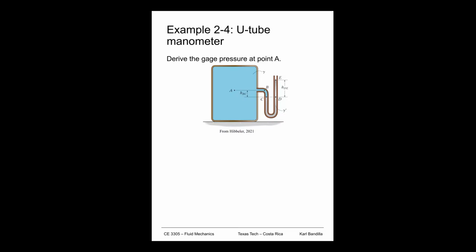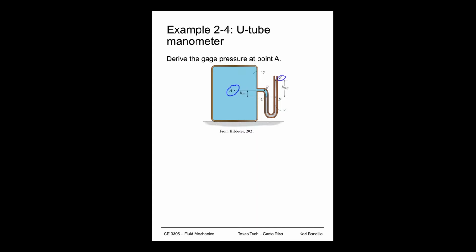Here we have example 2-4. We'll talk about a U-tube manometer. So basically, what we want to do is find out what the pressure inside of this tank is, based on our U-tube manometer that we have here. So what we'll have to do is start at E, where we know that the gauge pressure is 0.